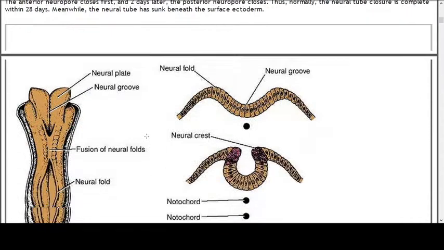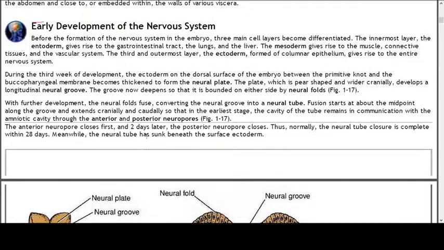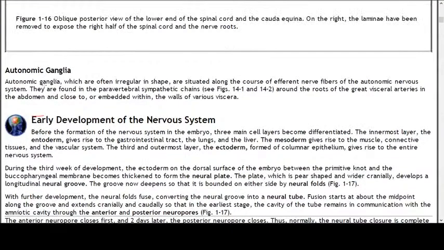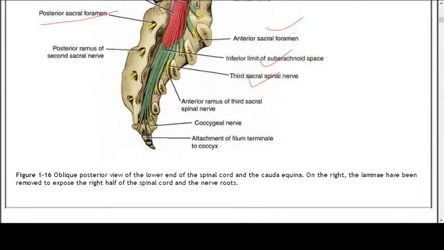Development of the nervous system. Autonomic ganglia are found along the course of different nerve fibers of the autonomic nervous system. They are found in the paravertebral sympathetic chains. Paravertebral is around the vertebra. Sympathetic chains, and the autonomic ganglia of the great visceral association, within the walls of the various viscera.